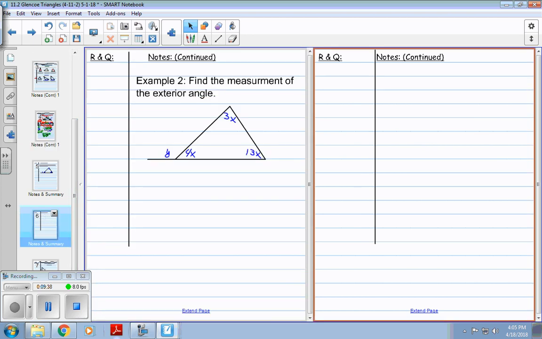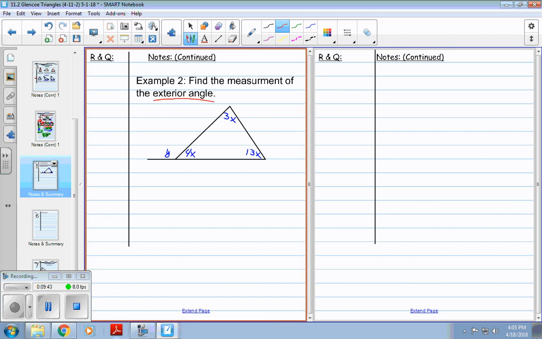In example 2, we're going to be trying to find the exterior angle. And I've realized I haven't had you copy this down, so go ahead and pause here and copy it down. So in this problem, we're trying to find the exterior angle, and that is our variable y in this problem.